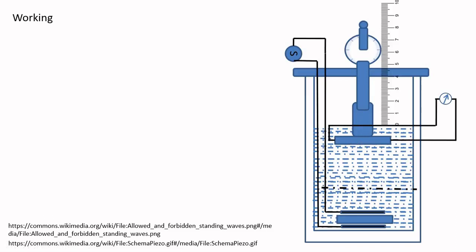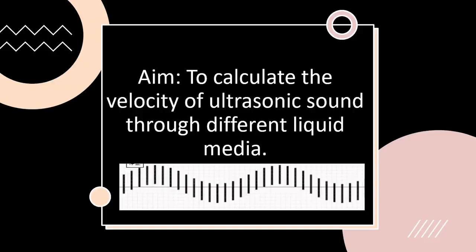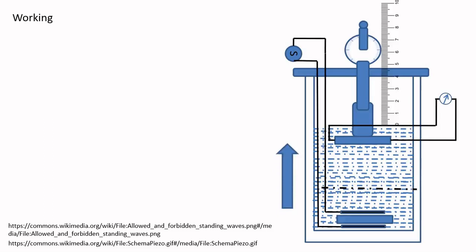The ultrasonic waves will be generated by this crystal. These metal plates are connected to this RF, radio frequency, generator, which generates the radio frequencies that we apply to this crystal. Therefore ultrasonic waves are generated through this crystal and go in the upward direction, and when they get reflected from this reflector, they travel back towards the crystal. In between, going up and coming down, they produce a standing wave pattern.